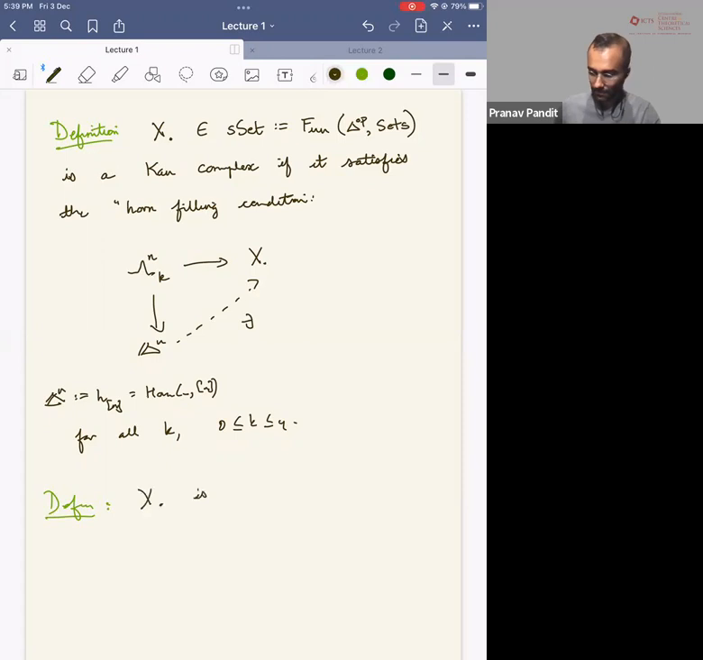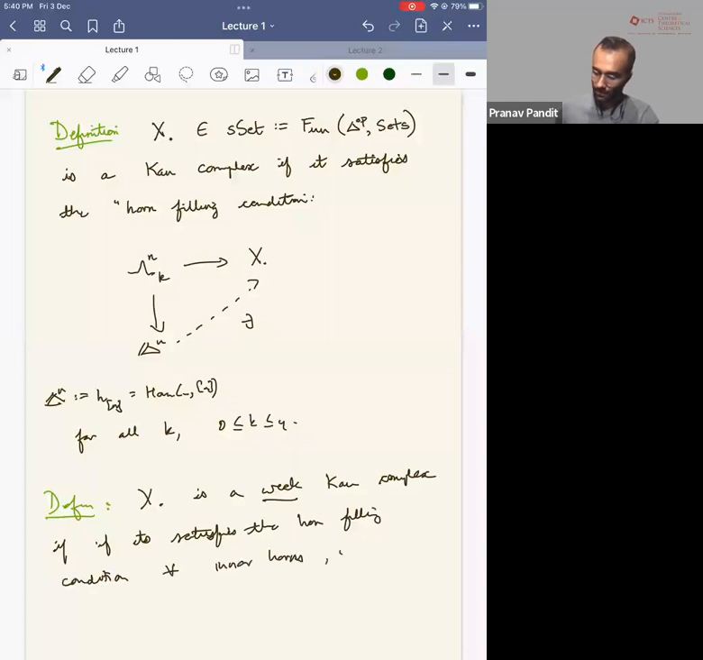X is a weak Kan complex if it satisfies the horn filling condition for all inner horns. So what are inner horns? I.e., for 0 < k < n. So it's the same condition that we have in this diagram star, except that we require it to hold only for 0 < k < n. We don't require it to hold for the two endpoints.